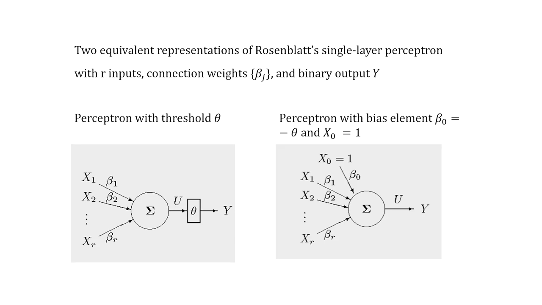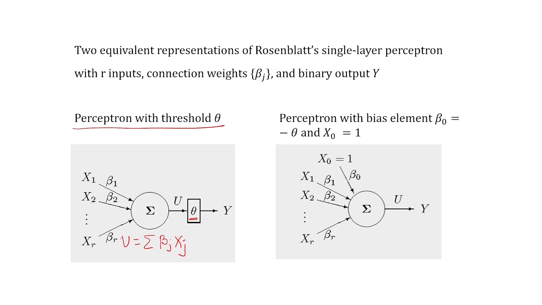So, these are the two equivalent representations of Rosenblatt's single layer perceptron with r inputs, connection weights beta j, and then you have binary output y. This is the perceptron with threshold theta. You have inputs x1, x2, xr, corresponding weights beta 1, beta 2, beta r, then you take the sum, meaning summation beta j xj, and then this is the threshold value, you get u here.